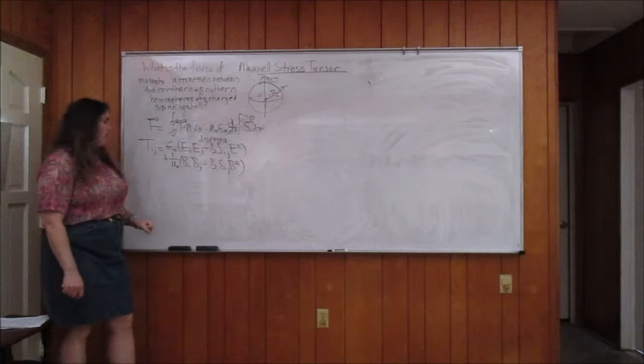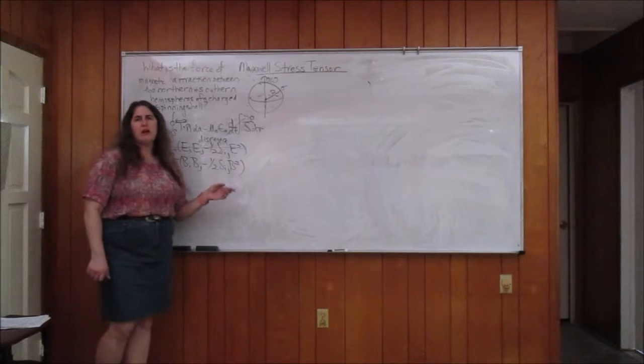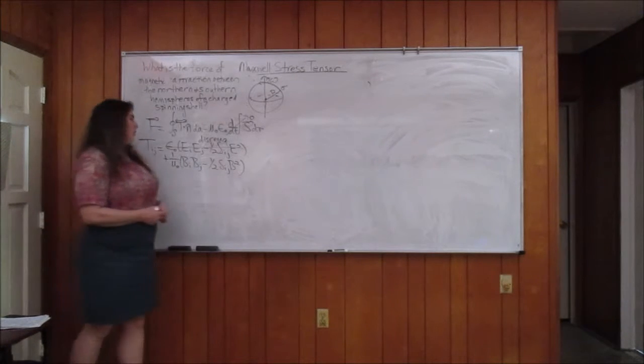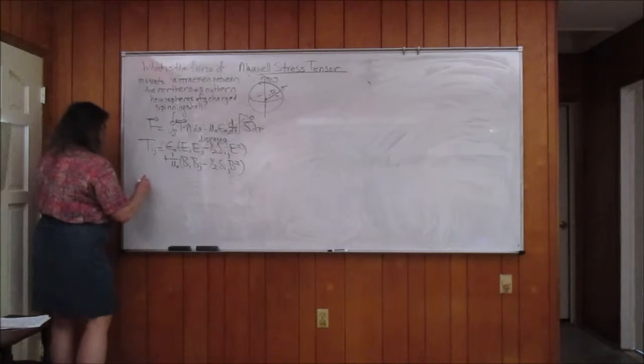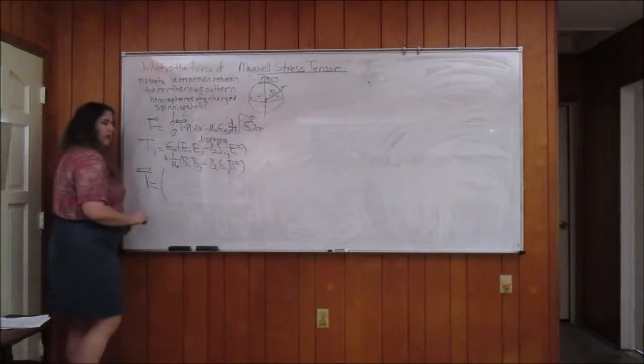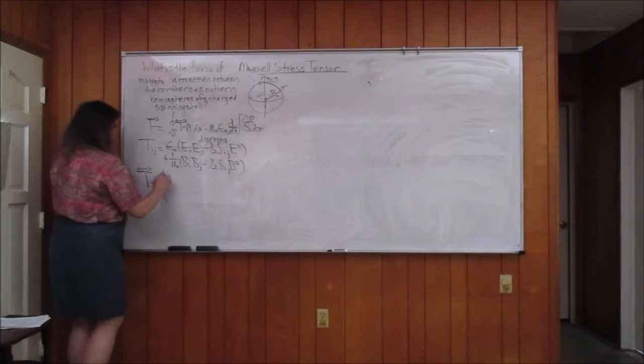So this is 1/μ₀ times B_i B_j minus 1/2 δ_ij times B squared. i and j, of course, represent the Cartesian components. In this case, it's useful to represent the Maxwell stress tensor in matrix form.